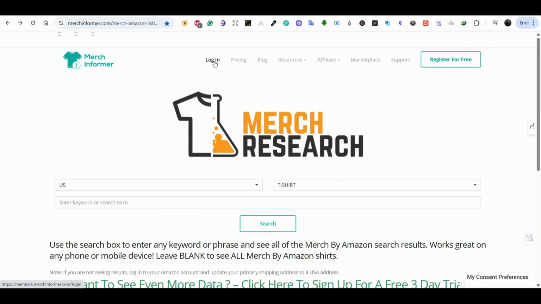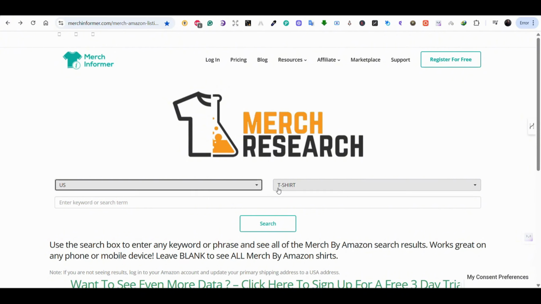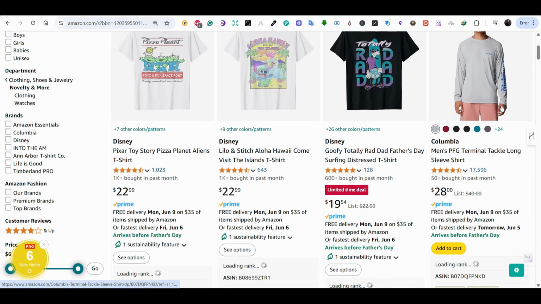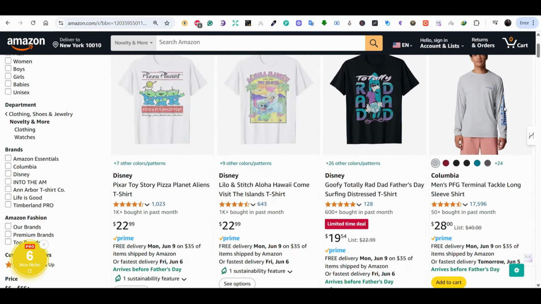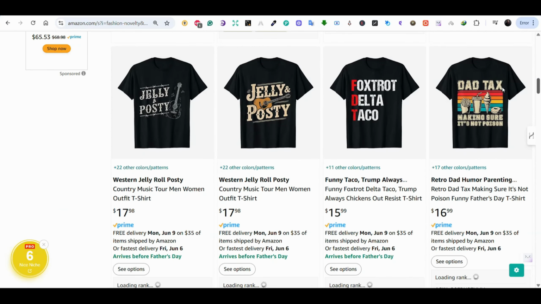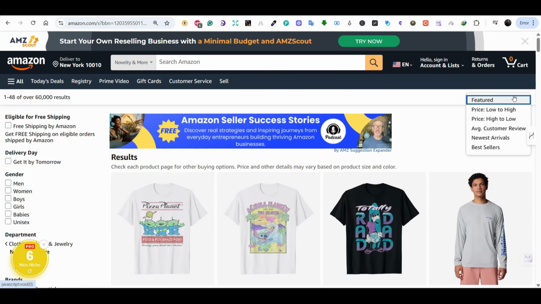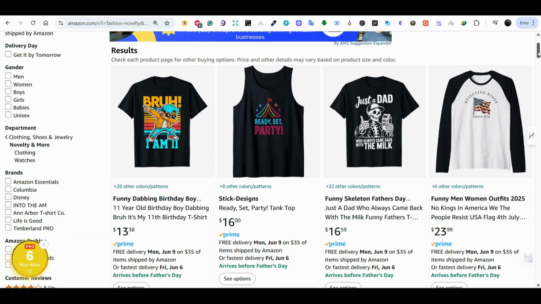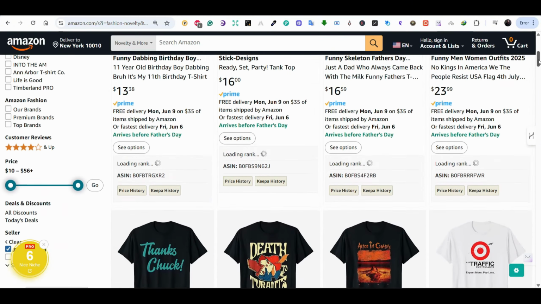But before logging in, let me show you something. If you leave these settings, the US and t-shirt product, and press on the search button, this will take you directly to the Amazon website where you can find all the t-shirts listed, and you can sort them by newest arrivals, as I always like to do, to see the recent uploads on Amazon. And this is one of the ways that I always use to find recent trends on Merch by Amazon.